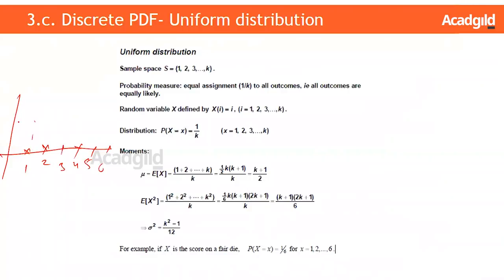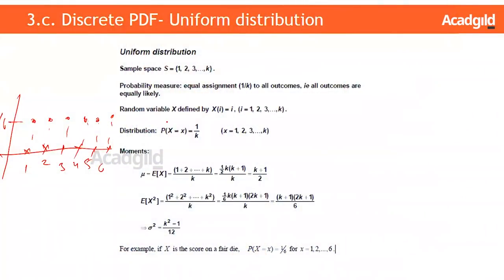And probability of getting 1 is 1 by 6. Probability of getting 2 is 1 by 6. Probability of getting a 3 is 1 by 6. Probability of getting a 4 is 1 by 6. Probability of getting a 5 is 1 by 6. And probability of getting a 6 is 1 by 6. All of the probability of getting any value of the random variable is same. Then such a distribution is called a uniform distribution.